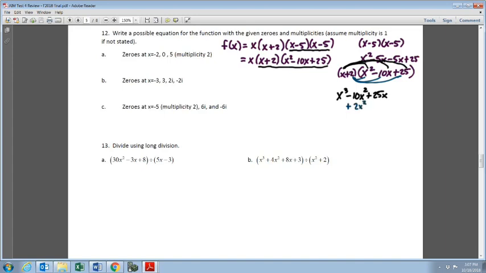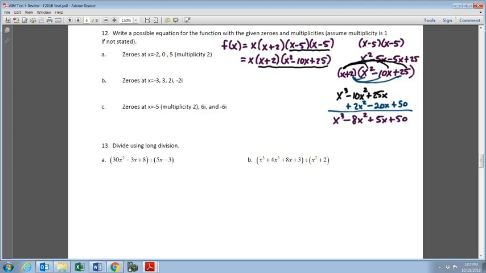So we'll get a 2x squared, a minus 20x, 2 times negative 10x, and 2 times 25, that's going to be plus 50. So let's go ahead and combine our like terms. X cubed is the only cubed term. Negative 10 and 2, that's negative 8x squared, plus 5x, plus 50.